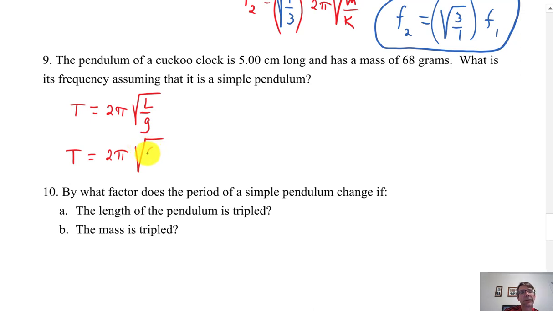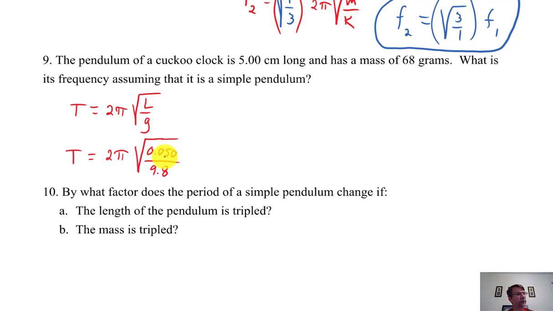But the length is 0.05 meters. Move the decimal 2 places to convert from centimeters to meters. And I could really have 3 sig figs there. Divided by 9.8. All right, we're not dividing by the mass. That's a mistake that's easily made. The mass doesn't matter for a simple pendulum.